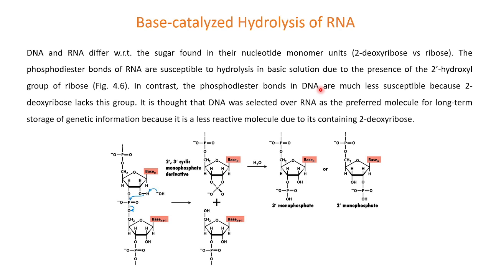Now, it is thought that DNA was selected over RNA as the preferred molecule for long-term storage of genetic information because it is a less reactive molecule due to its lack of the 2' OH group. So this is a very nice natural selection process for storing the genetic material, because had it not been stored, the genetic material could never have been carried over to the offspring, to the next generation, and the genetic information would have been just lost in one generation.